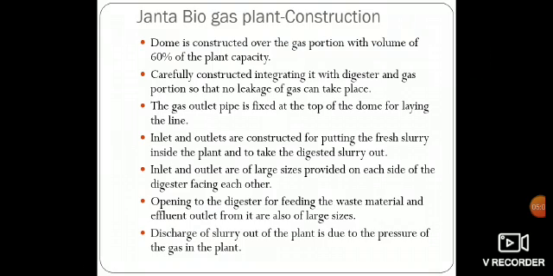The opening to the digester for feeding the waste material and the effluent outlet from it are also of large sizes. So the opening of the digester is also of a large size. Discharge of slurry out of the plant is due to the pressure of the gas in the plant. The slurry comes out of the outlet valve and is displaced outside because of the pressure in the plant due to the biogas.